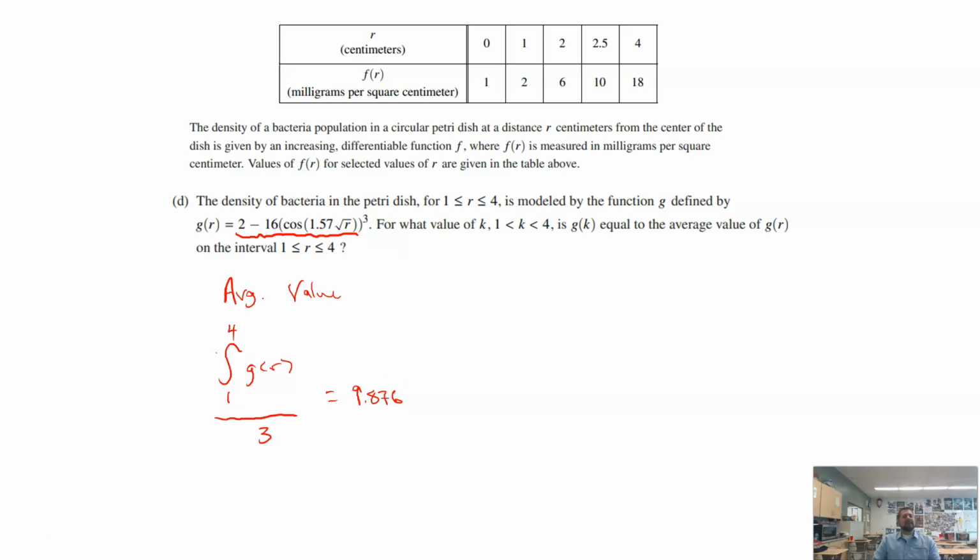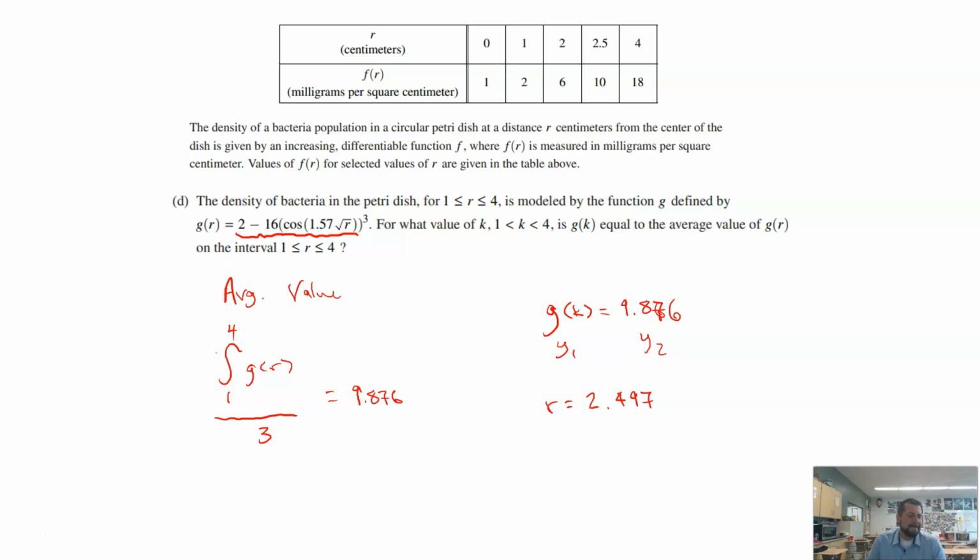9.876. Now that we have that answer, it wants to know between 1 and 4, when is this function equal to that average value? In other words, when is g of k, which is just g of r, it's the same function, equal to 9.876? Well, we just graph both of those in our calculator, put that one in y1, put that one in y2, and we want to see where they cross from x equals 1 to x equals 4. And it just so happens that when the radius is 2.497, those two are going to cross.